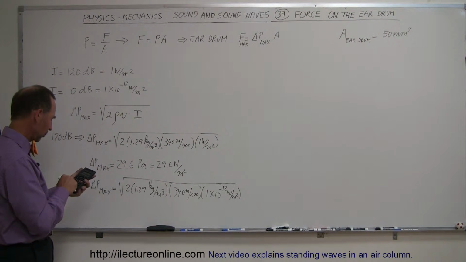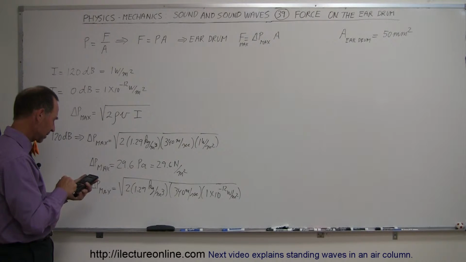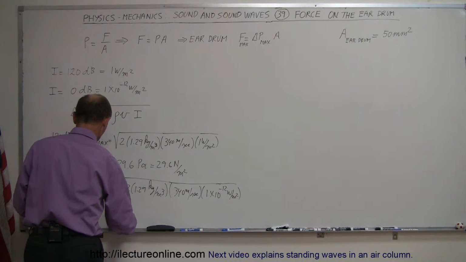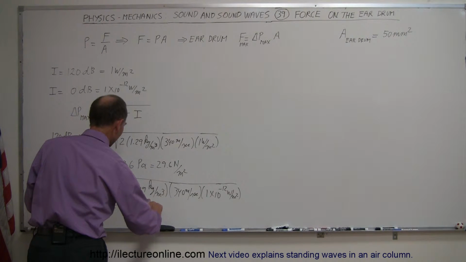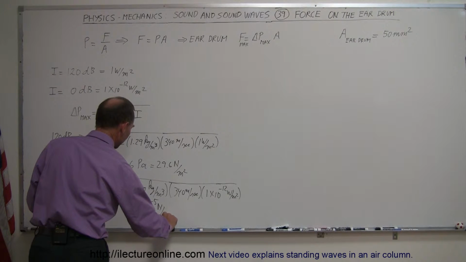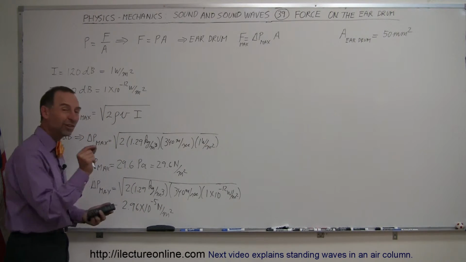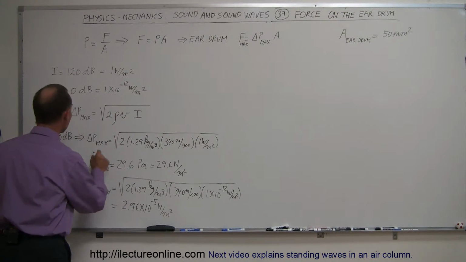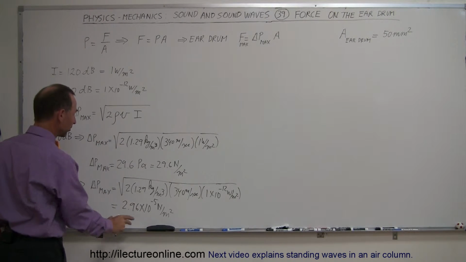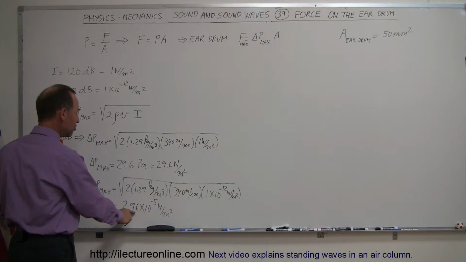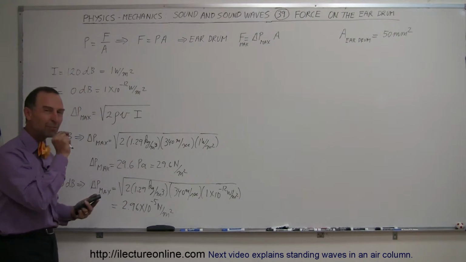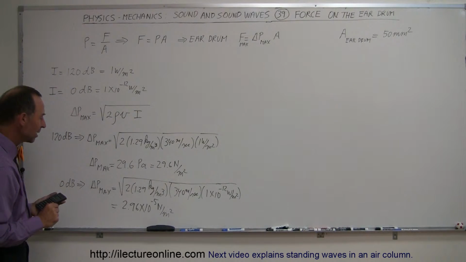So 2 times 1.29 times 340 times 1e to the minus 12, equals, take the square root of that. Wow, that's a very, very tiny pressure difference of 2.96 times 10 to the minus 5 newtons per square meter. Notice the enormously small pressure difference caused by a very, very faint sound of 0 decibels. And yet, if you have good ears, you can actually pick up that sound and notice these enormously tiny pressure differences from the normal air pressure.